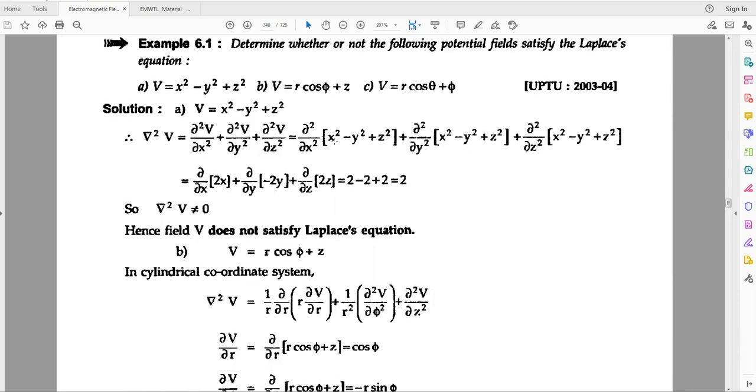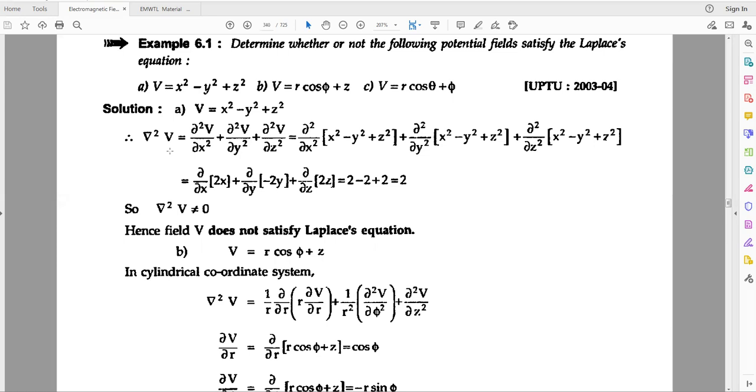These examples are related to Poisson's and Laplace's equations. We know the Laplace equation is del square V equal to 0. Determine whether or not the following potential fields satisfy the Laplace equation. V is given as x square minus y square plus z square, and for the others, three potentials are given. Find whether the Laplace equation is satisfied for the given potential or not.